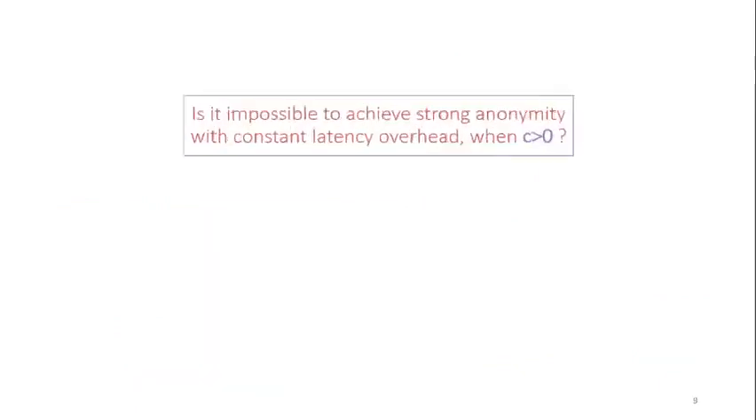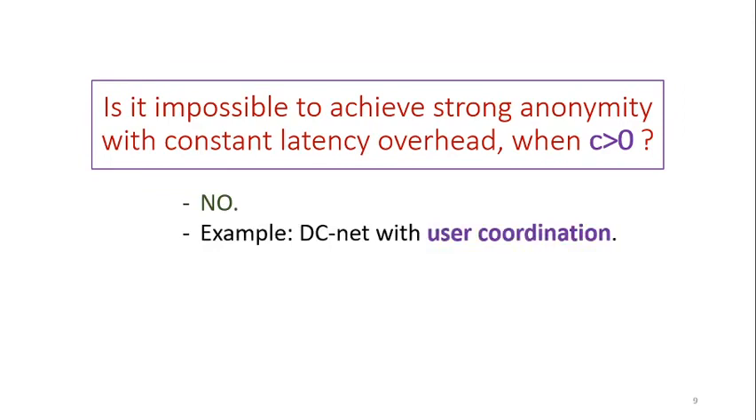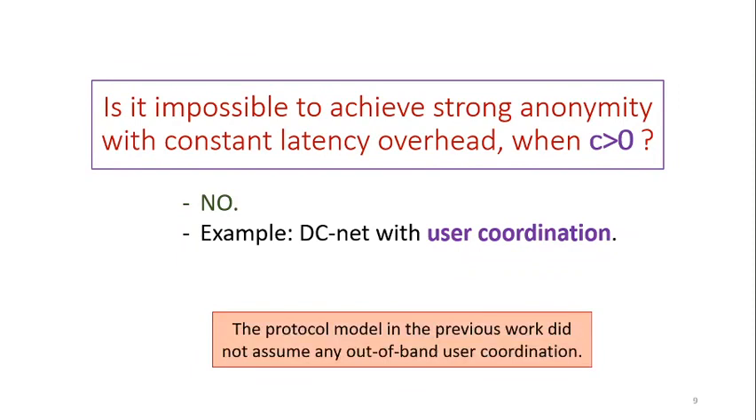But is it really impossible for protocols to achieve strong anonymity with constant latency overhead when there are compromised nodes present? That doesn't seem right, because we know there are protocols, for example DCNet, that can provide strong anonymity even with constant latency overhead in the presence of compromised nodes. So what was missing in our previous work?